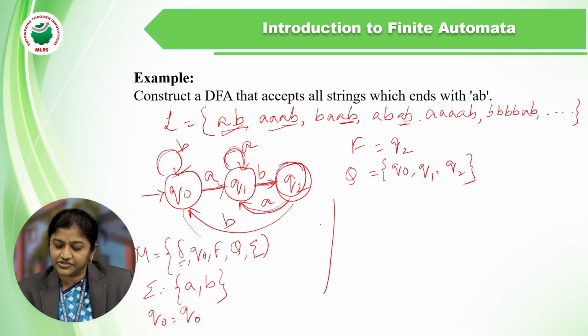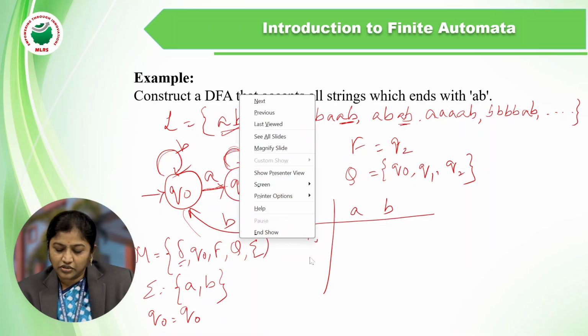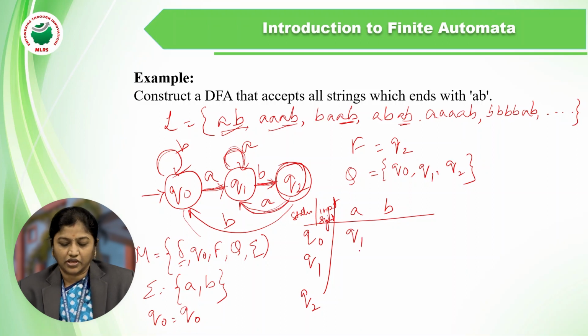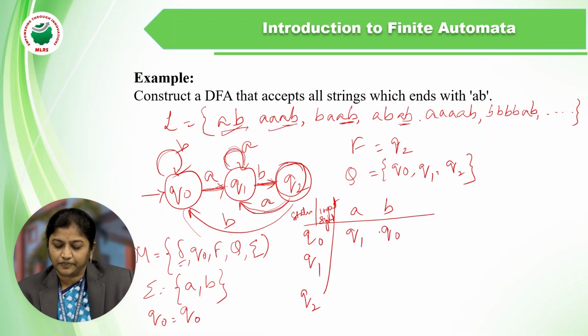So directly I'll write the transition table. What are the input symbols? A comma B. Then how many states are there? Q0, Q1, Q2. States as well as input symbols. So Q0 on A, where it is going? Q0 on A is Q1. Next, Q0 on B. Q0 on B, where it is going? Q0.